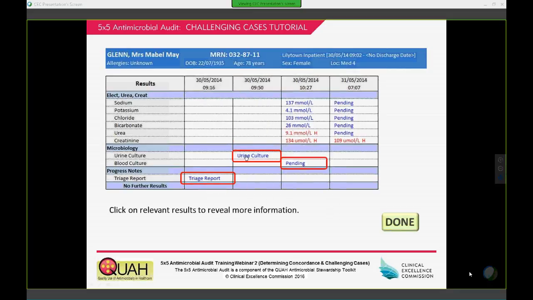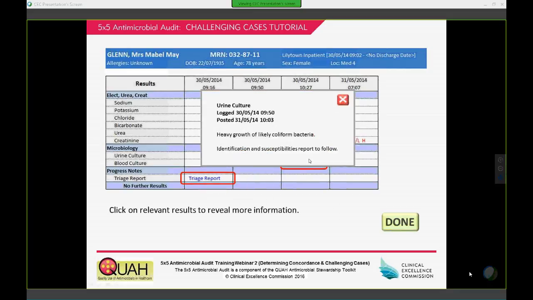And I'll go ahead and have a look at that urine culture result as well. So it's reporting heavy growth of likely coliform bacteria. So that's actually providing us with some information about the causative organism. But I can actually see here that this was posted on the 31st, and that's been reported the day after the antimicrobial therapy was prescribed. So we can still say that that therapy, that gentamicin on the chart, was prescribed empirically, and we can assess it as empirical therapy.